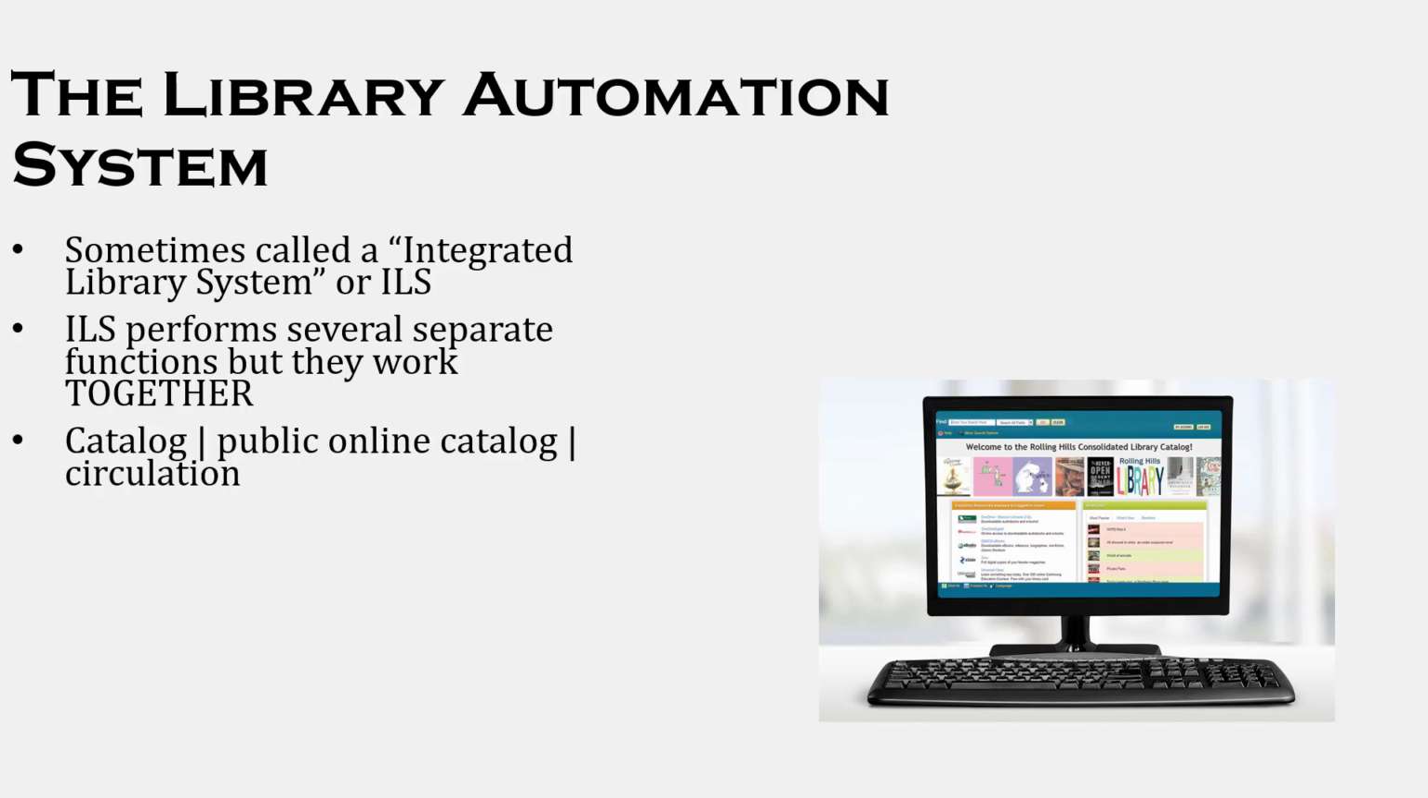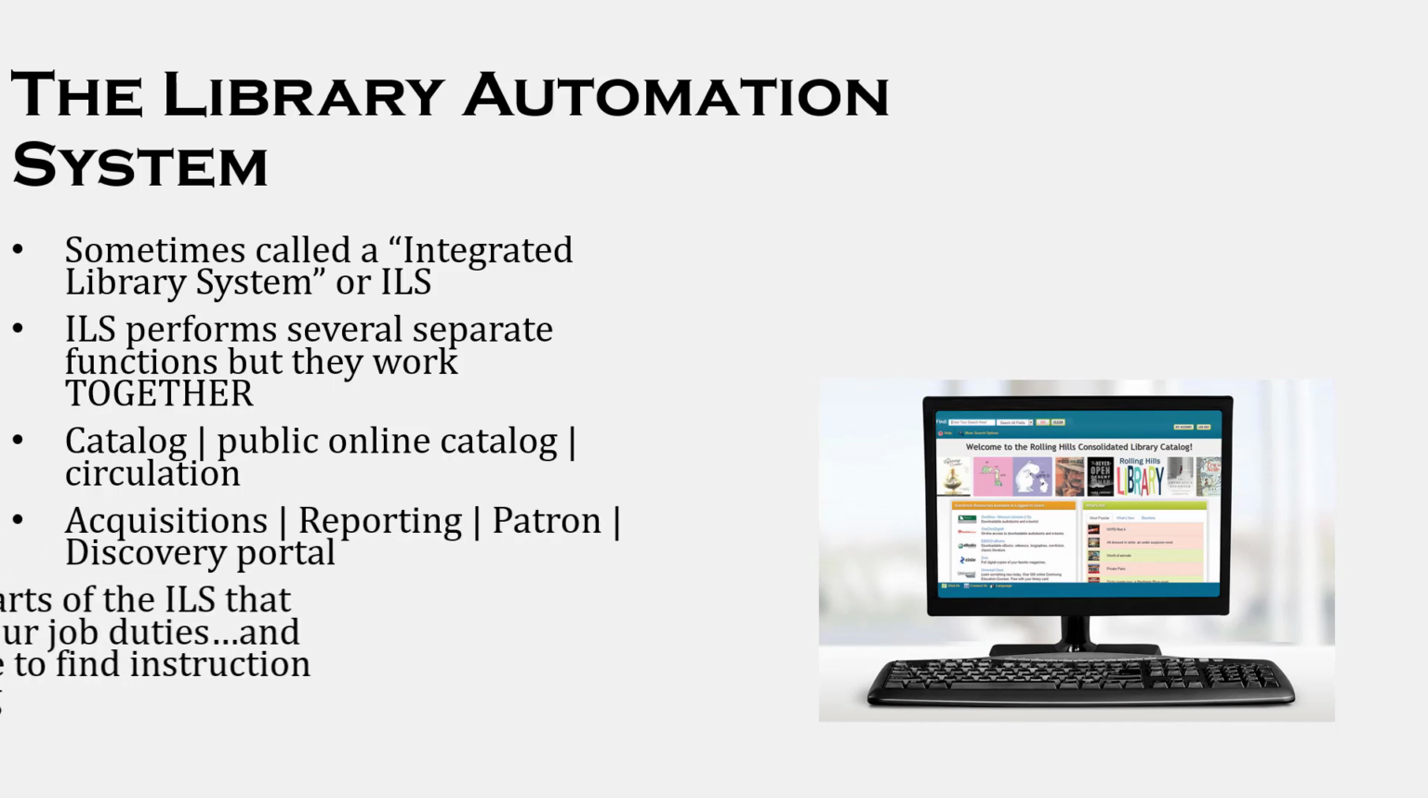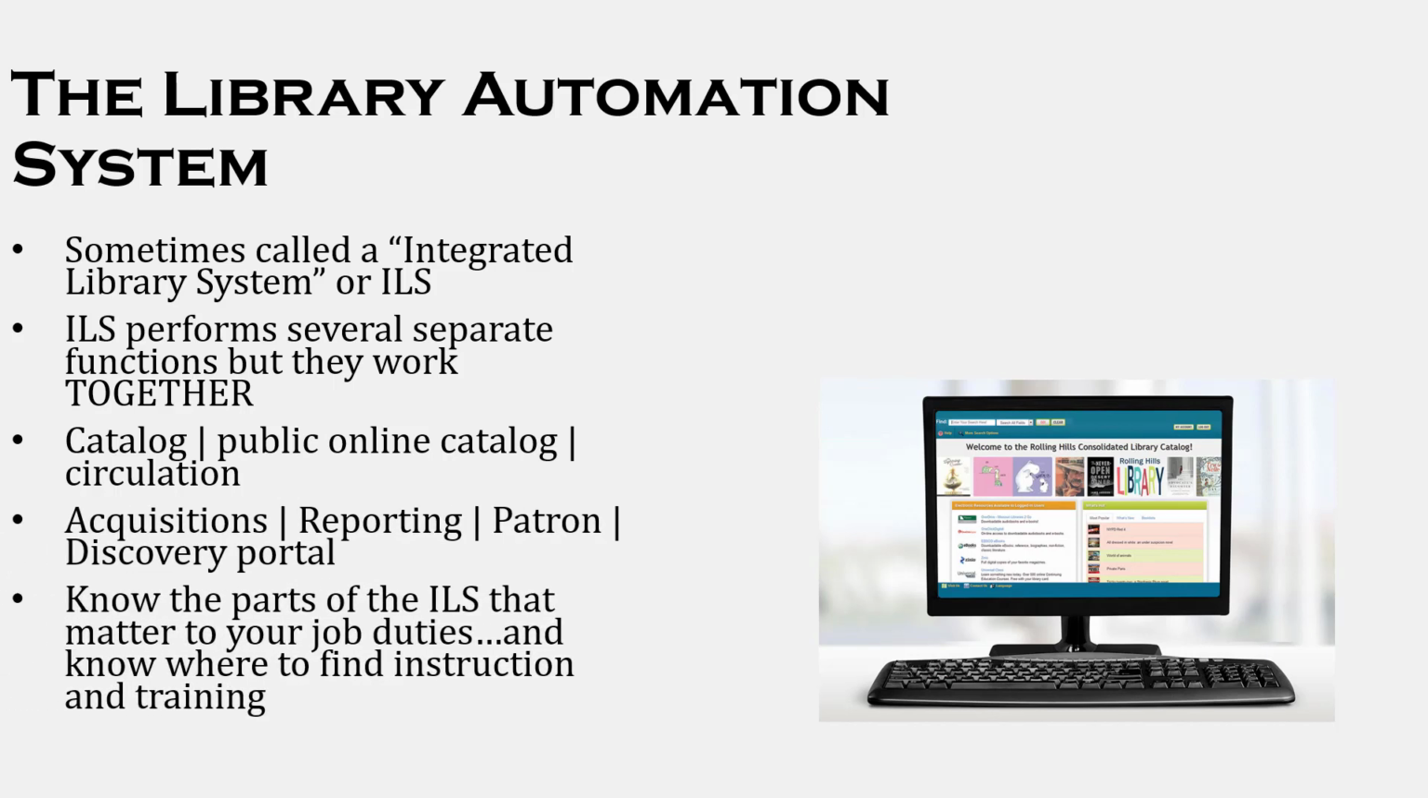Library automation systems also include acquisitions, reporting, patrons, and discovery. You should know how to use the functions of the library automation system specific to your job. You should also know where to find instructions and training and what technical support options are available to you.